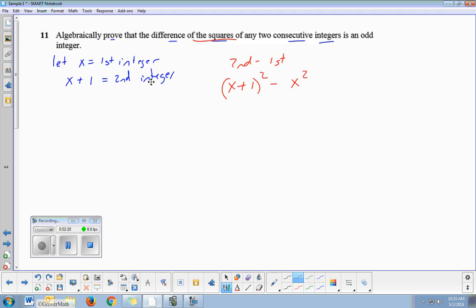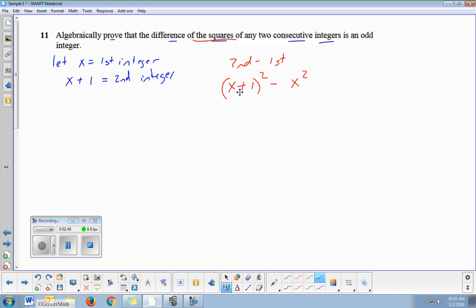Because the difference of consecutive integers is just a number minus the one before it. But for the difference of the squares of these, we have to square them. And we want to prove that this is always going to be an odd integer. So x is the first, x plus 1 is the second. If I square them and subtract them, I need to prove that it's odd. But what happens to this?